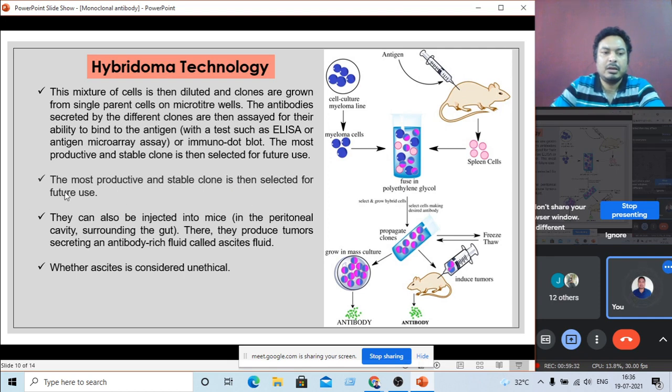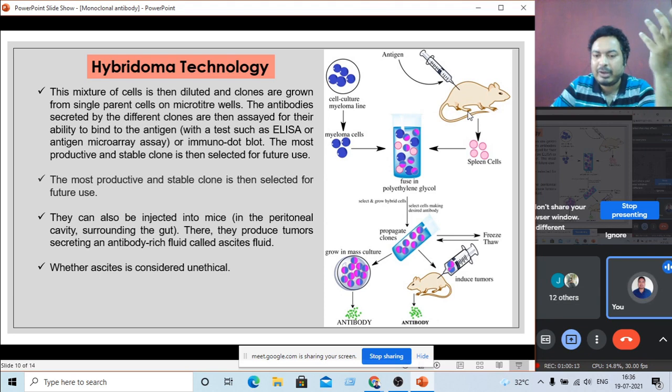Now, the most productive and stable clones are then selected for future use. Those most stable clones are stored for future use. They can also be injected into mice. When you produce the monoclonal antibody, it can again be injected into the mice. What happens when you inject it into the mice? Inside the body of the mice, they produce a particular fluid, and this fluid is called ascitic fluid.